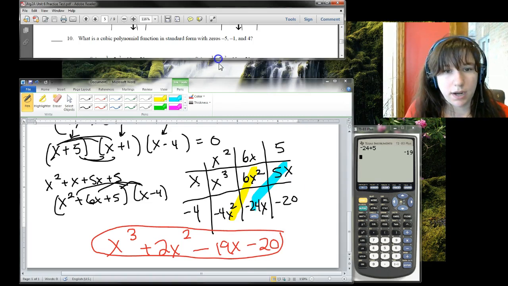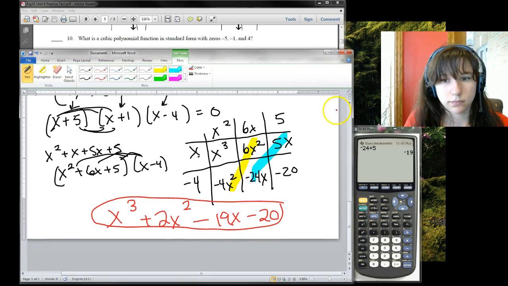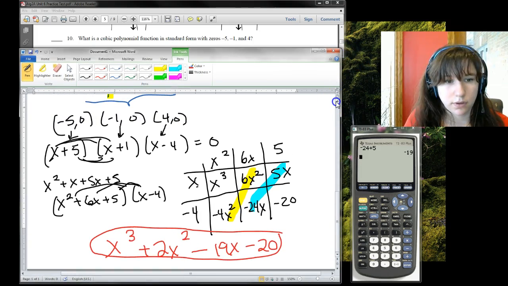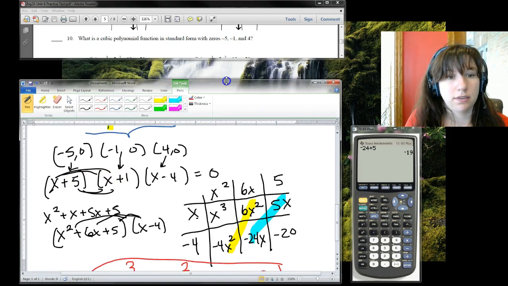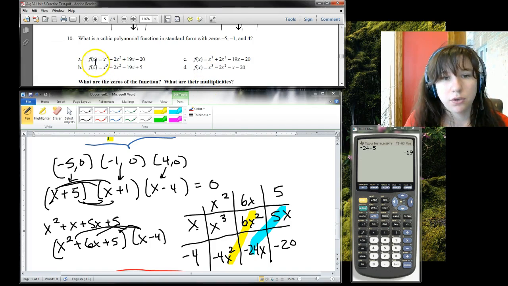So again, what did I do? I wrote down my zeros. X is -5, -1, and 4, so that came from x plus 5, x plus 1, x minus 4, and then we're just multiplying everything by everything else, basically. And again, if that's too intimidating, or you just feel like that's more than I want to do, you can enter in A, B, C, and D here.